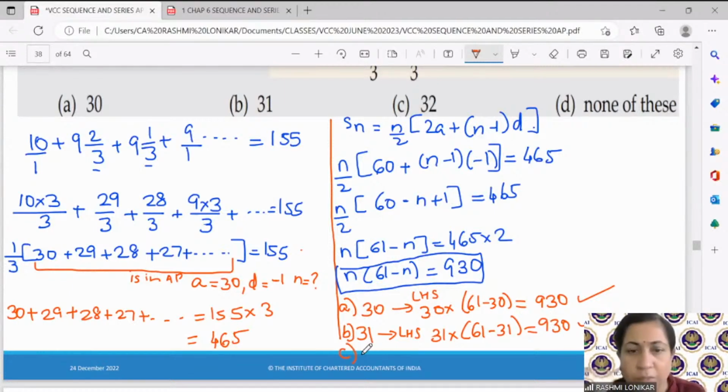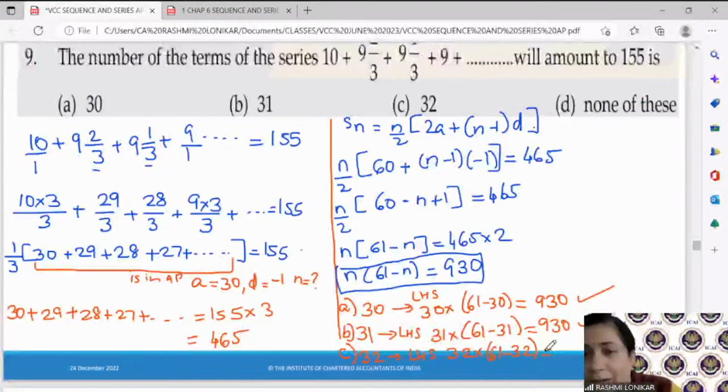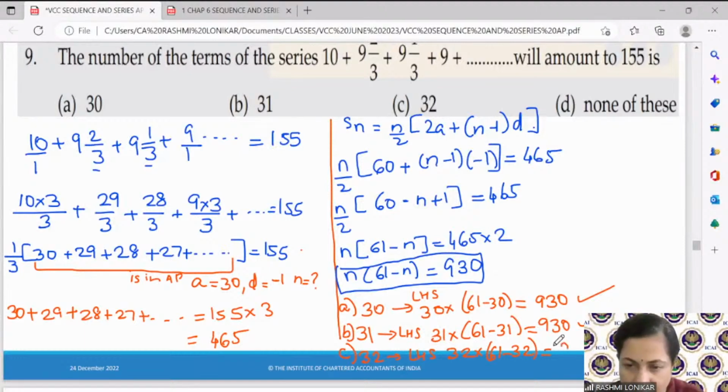Third option, 32. What will be the LHS? 32 into 61 minus 32. How much is 61 minus 32? 29 into 31, 899, which is not equal to RHS. Okay. So what are the correct options? A and B. Okay. Don't worry.